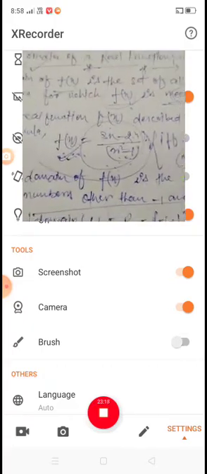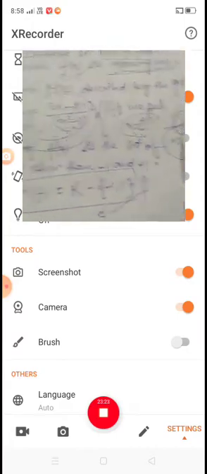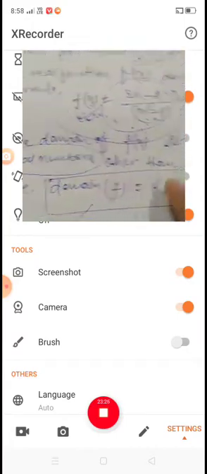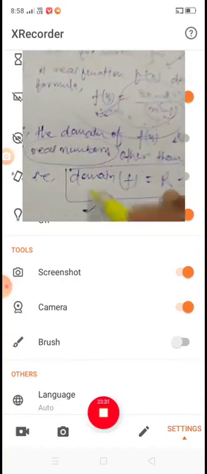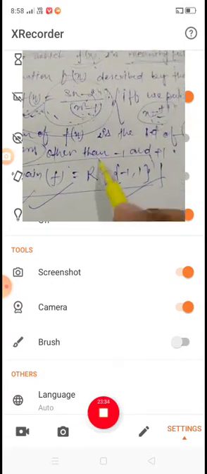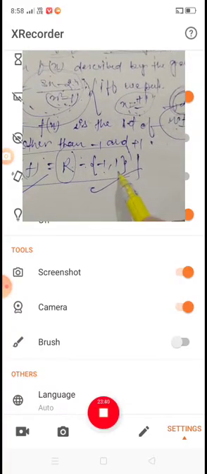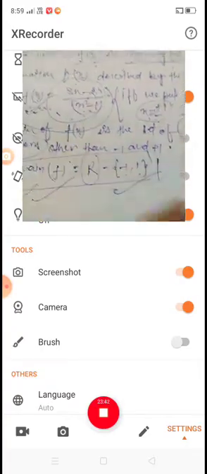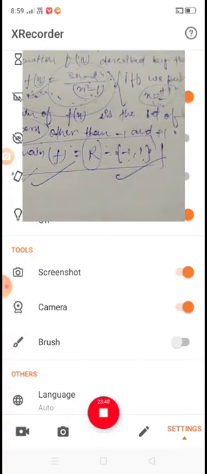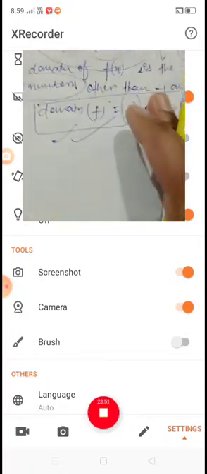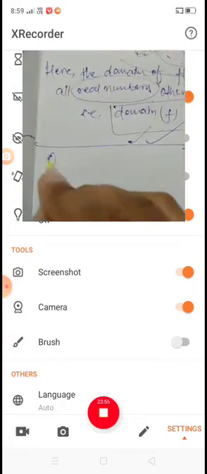So by the concept of domain, the domain of the given function f of x is the set of all real numbers other than minus 1 and plus 1. Dear students, in this way we can find the domain of any real valued function. Let's see some more questions based on the domain. Let's see the next question.